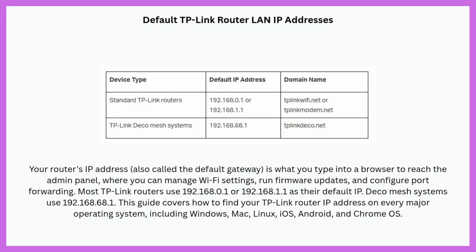Your router's IP address, also called the default gateway, is what you type into a browser to reach the admin panel, where you can manage Wi-Fi settings, run firmware updates, and configure port forwarding. Most TP-Link routers use 192.168.0.1 or 192.168.1.1 as their default IP. Deco Mesh systems use 192.168.68.1. This guide covers how to find your TP-Link router IP address on every major operating system, including Windows, Mac, Linux, iOS, Android, and Chrome OS.